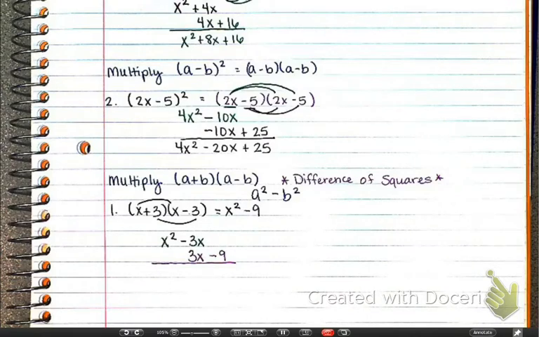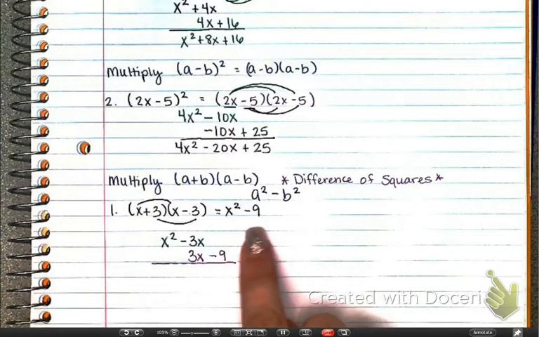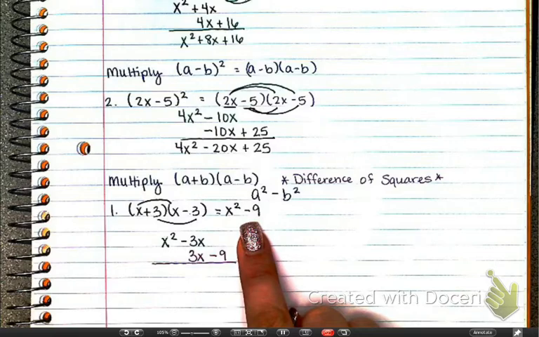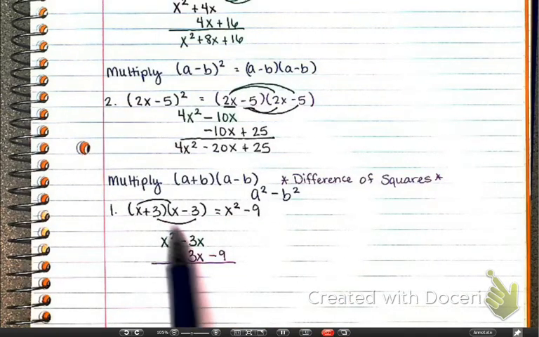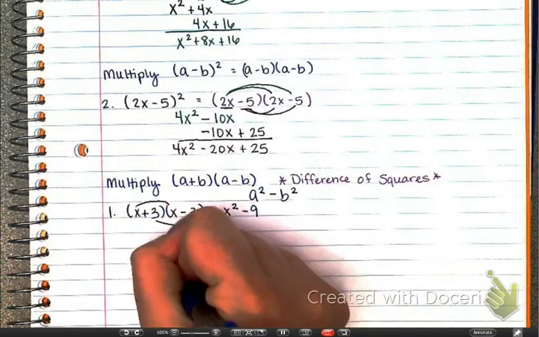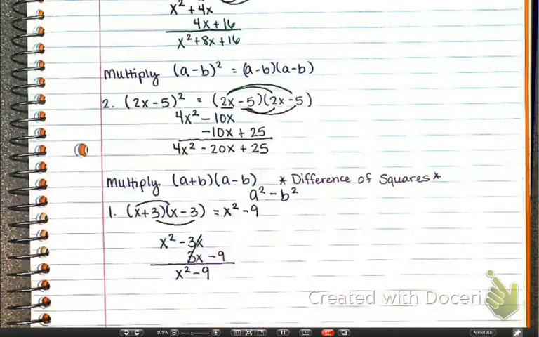So why does it work that I can just multiply the first terms and just multiply the last terms? If you look at this, why does this work? The middle terms cancel, right? Because one's positive, one's negative. So all I have left is x squared minus 9.